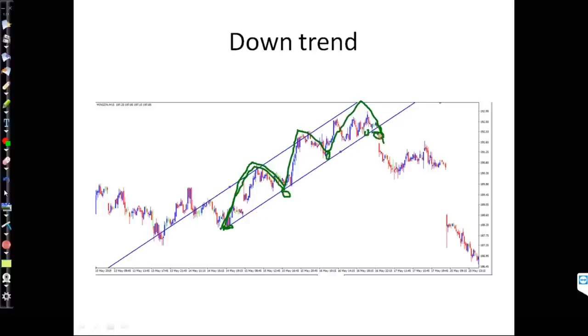After breaking this higher low, the market just headed down. You can see it is a recent zinc chart, around 20 May. I already created some YouTube videos when the market was running like that. So this is a downtrend, and it is called price action.